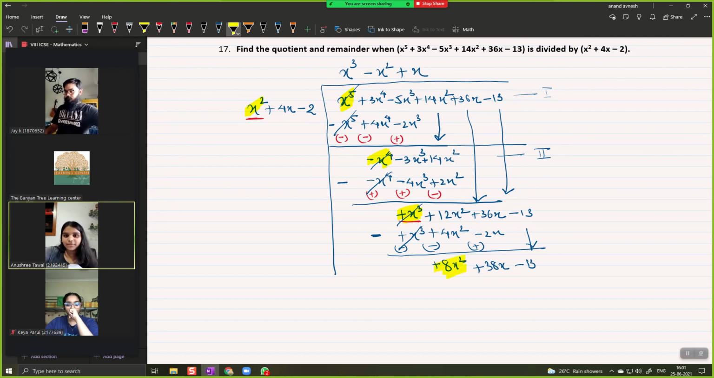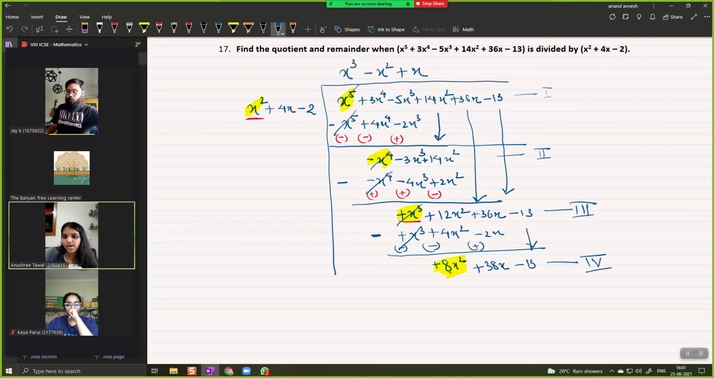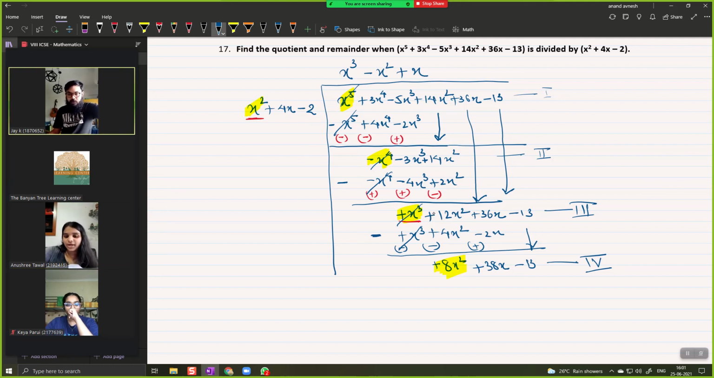So now again we'll divide. No, we'll divide the first. This was the third stage. We are in the fourth stage. We'll take the first term of your dividend in the fourth stage and divide by the first term of the divisor. Plus 8x square divided by x square. Tell me the answer orally.